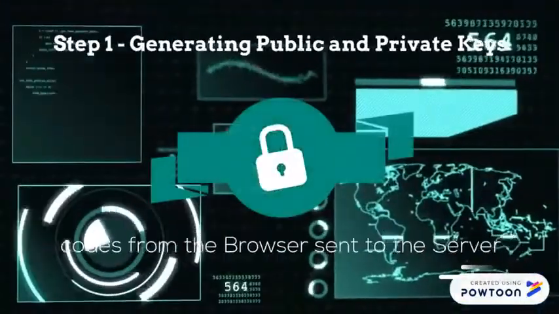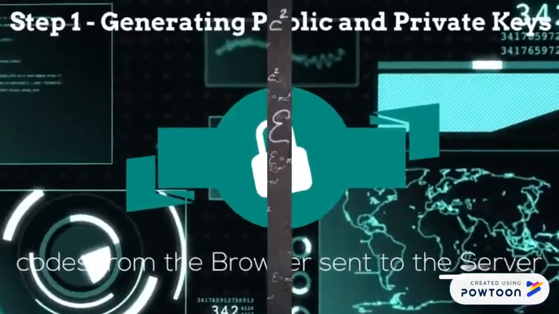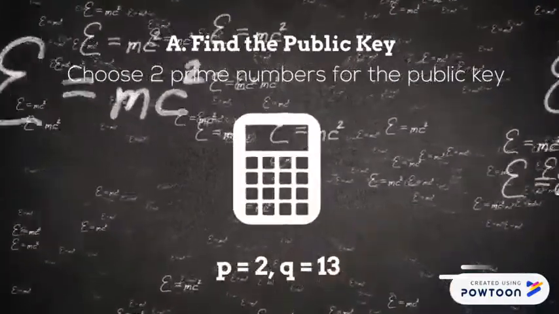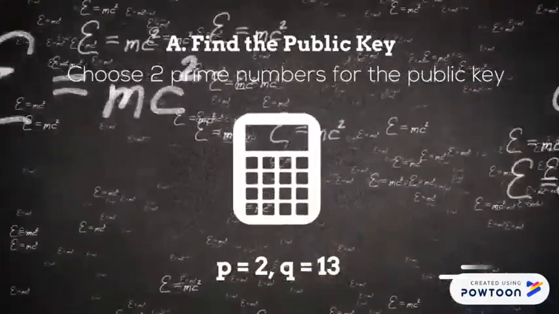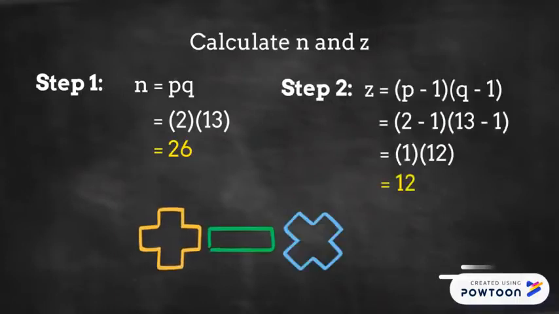Step 1 is generating the public and private keys as the codes. We need to choose 2 prime numbers for the public key, so let's just choose P as 2 and Q as 13. Now using the prime numbers, calculate N and Z. To find N, multiply P and Q to get 26. To find Z, use P minus 1 times Q minus 1 to get 12.